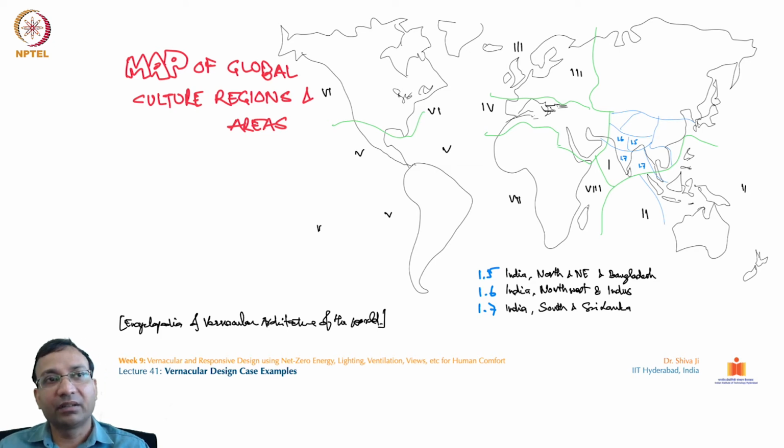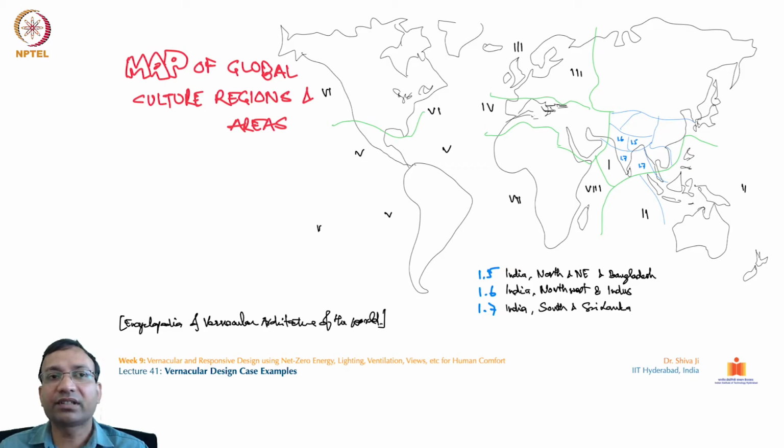Well, this is a map, so this talks about links. It's from the Encyclopedia of Vernacular Architecture of the World. So this map has divided the regions of the world which have one similar kind of vernacular architectural system. So in the subcontinent of India, you can see over here, this falls under 1.6, 1.5, 1.7.